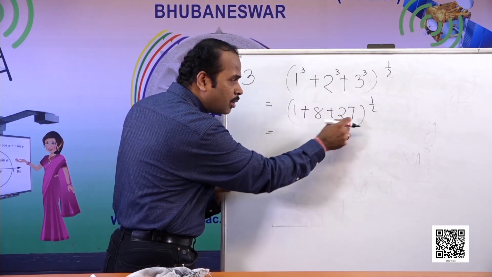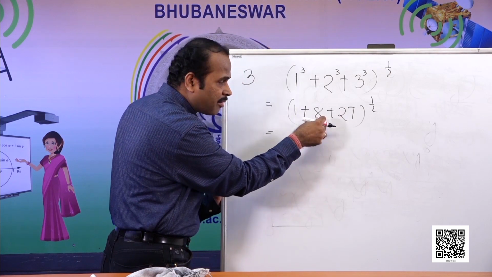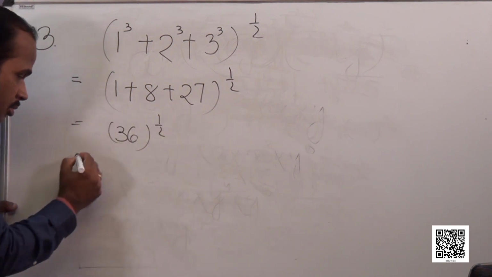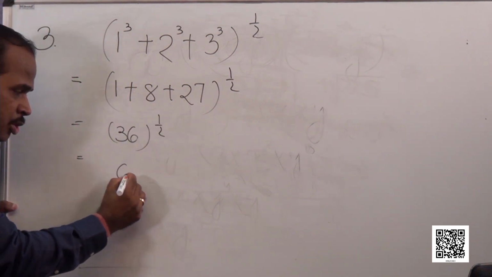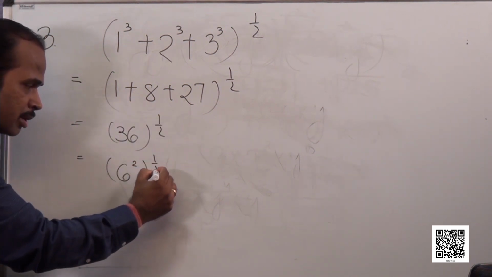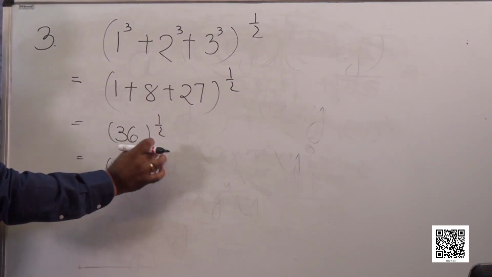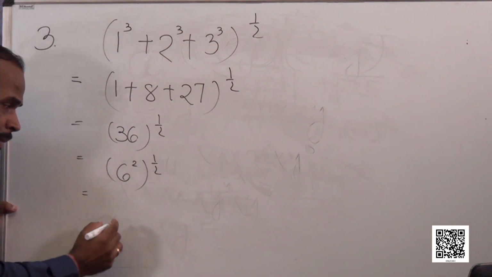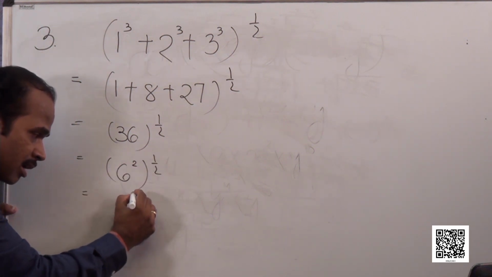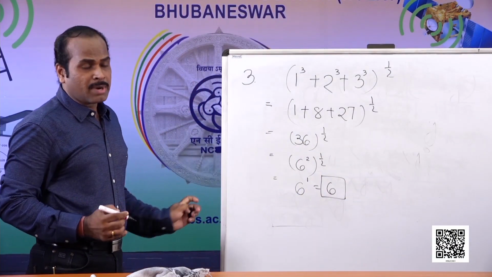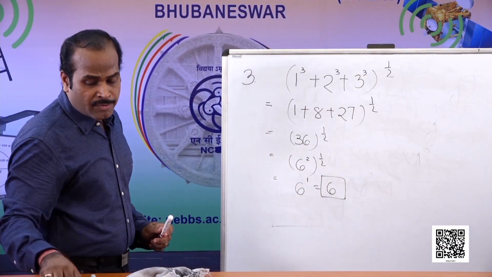This I can add now. 27 plus 8 is 35, plus 1 is 36, and whole to the power 1 by 2. So 36 we already know is 6 to the power 2, and whole to the power 1 by 2. So for a to the power m whole to the power n, m and n are multiplied. So 2 into 1 by 2 will be multiplied and you will get 6 to the power 1. So finally the value will be 6. Okay, so this is another example where we have used these laws of exponents.